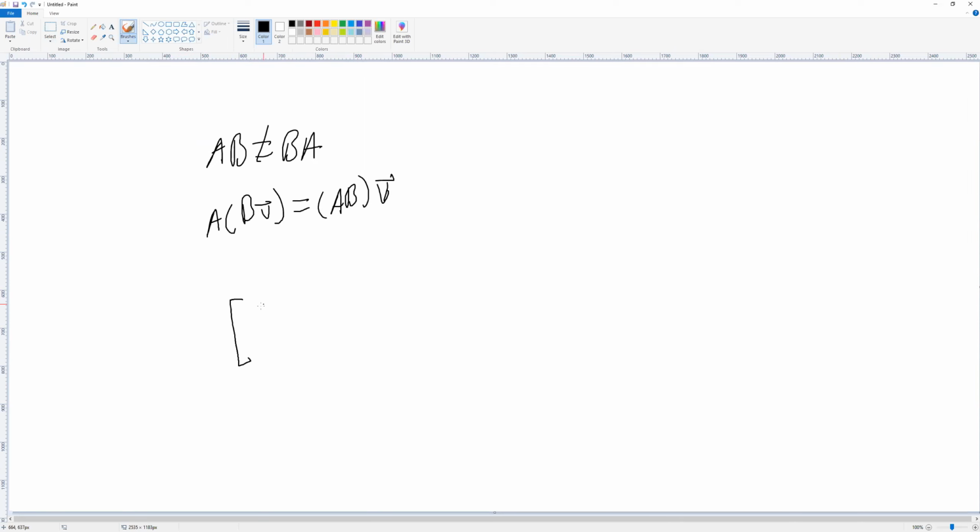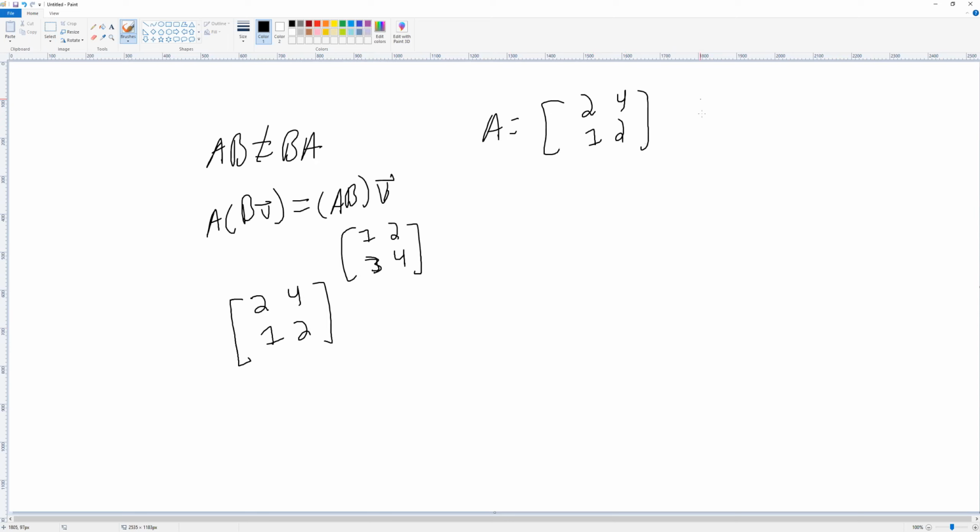I'm just going to show a matrix multiplication example of two 2 by 2s. In other words, I'm saying A equals 2, 4, 1, 2, and B equals 1, 2, 3, 4. And I want to find AB. I wrote it like this because this is how I remember how to do matrix multiplication, but really what I'm doing is multiplying all the rows in A by the columns in B.